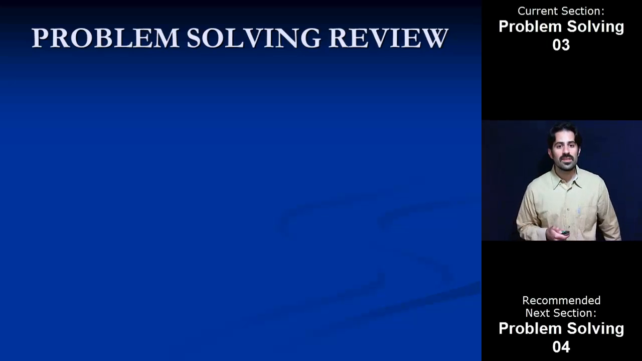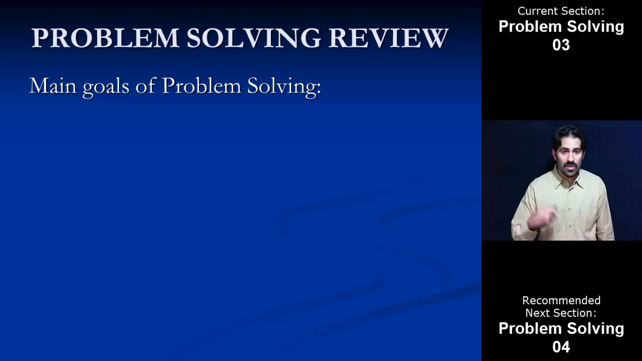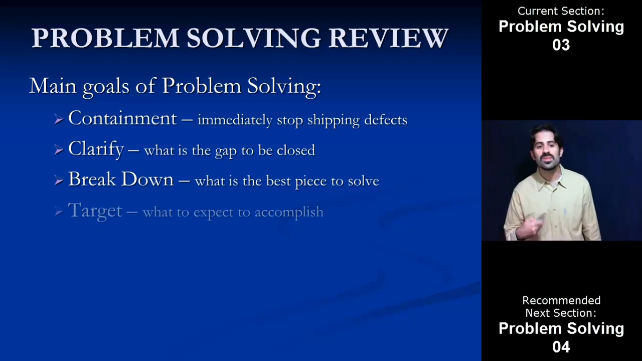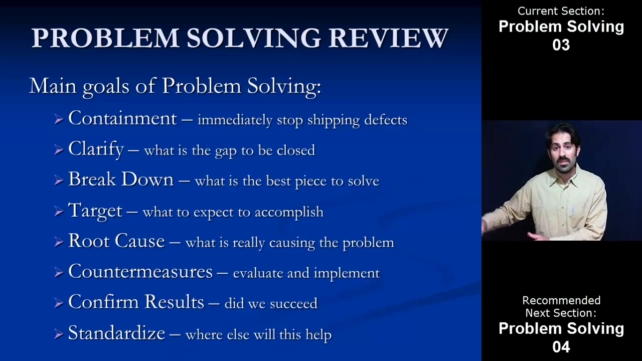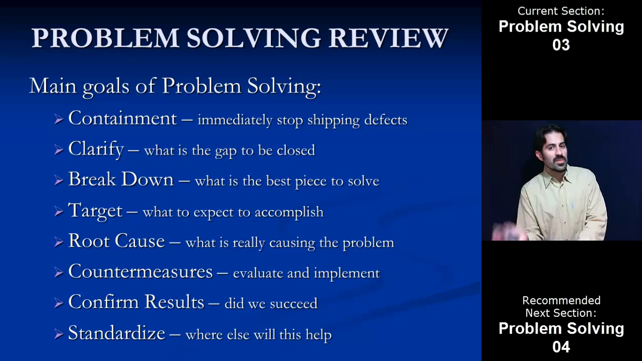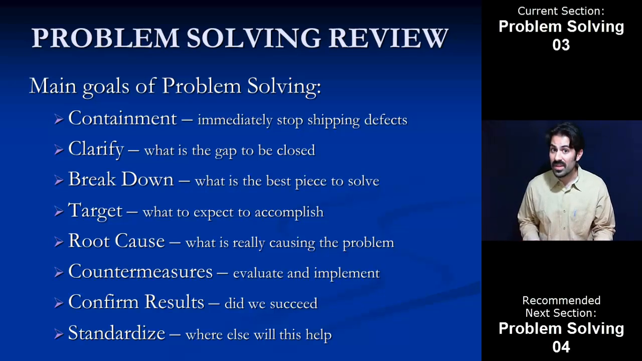So for just a quick review then of what we went through in this and the previous sections, the main goals here, these individual steps. The first thing we want to do is that containment plan, and the reason is we want to stop shipping defects immediately while we're solving the problem over here on the side, because if we don't contain it first, say it takes us 3 days to actually solve the problem, well, now we just shipped however much bad product that we could have done something about. So that's why we want to contain it first.